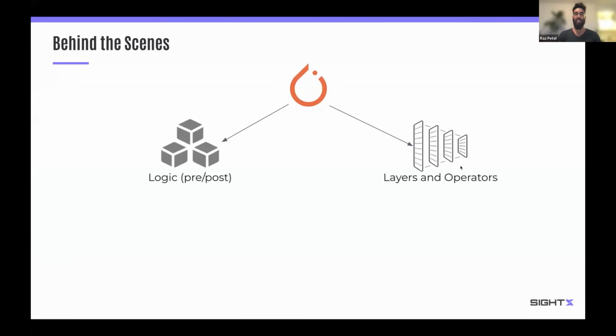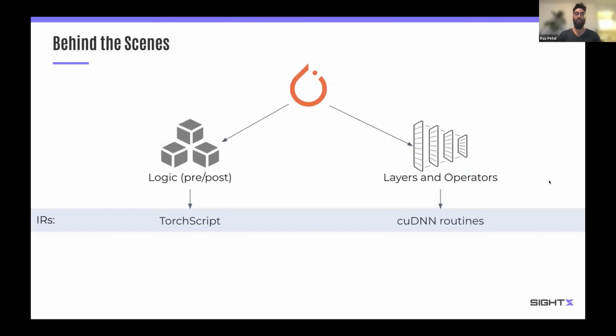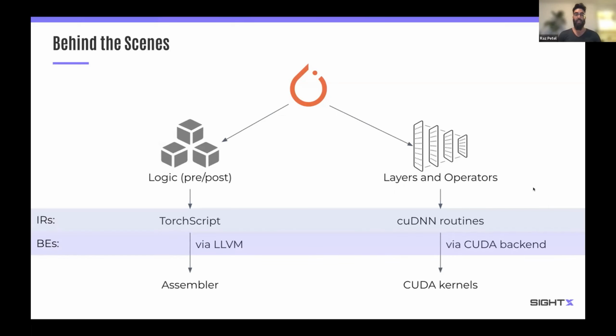So, deployment-wise, if you're like me before I joined SightX, you were training PyTorch models on NVIDIA hardware. Usually you have the pre and post processing logic, and you have all the layers and operators. This logic is converted through TorchScript with LLVM to assembler code, which runs on your CPU. And the layers and operators are converted into cuDNN routines and run on CUDA on the device, maybe an NVIDIA GPU, which is actually what's doing the heavy lifting.